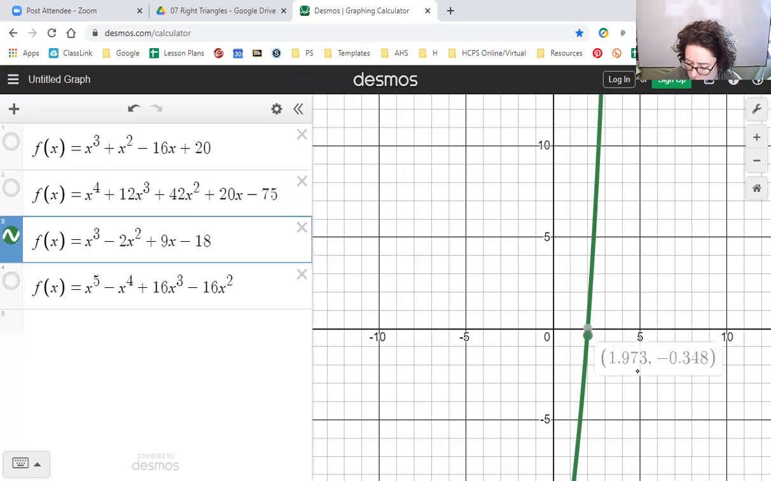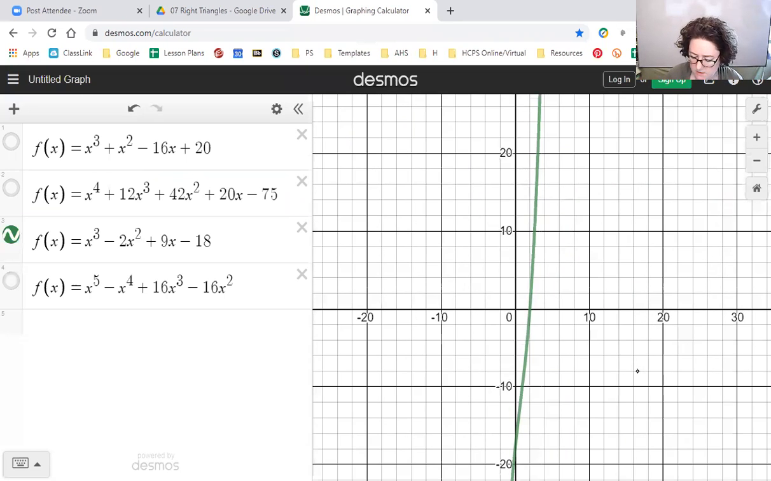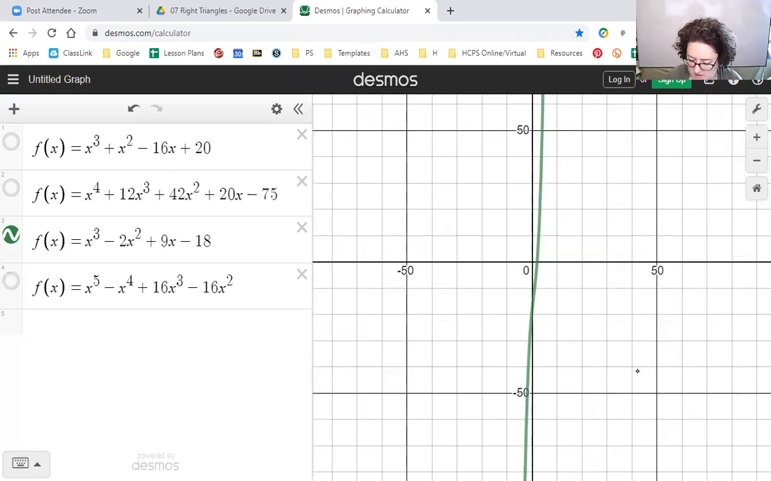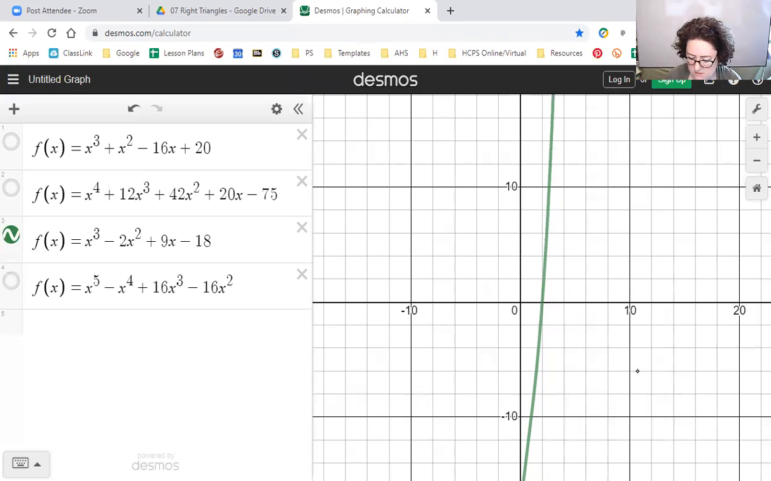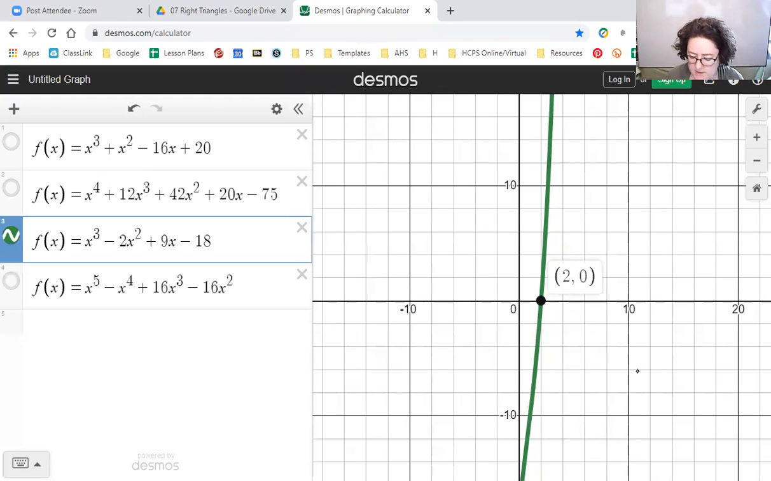Only seen one spot where it goes through. So let me zoom out a little bit. And it looks like that's the only place it goes through. So I have one zero that I can see. In other words, I have one real zero. That means my other two, those must be my complex zeros that just aren't showing up on the graph.